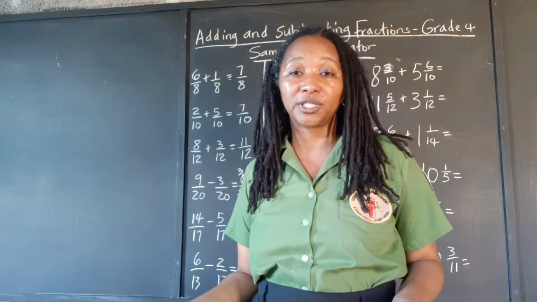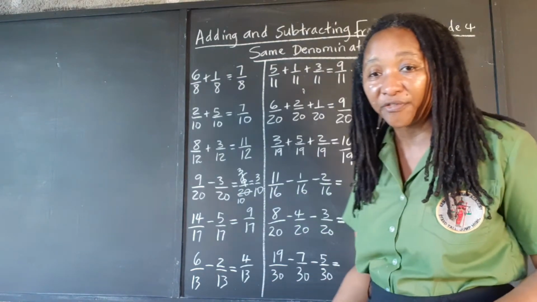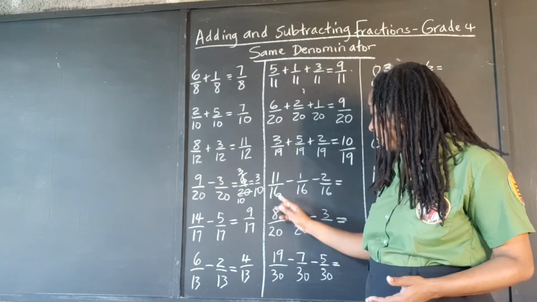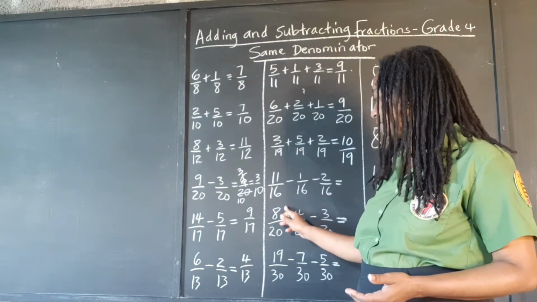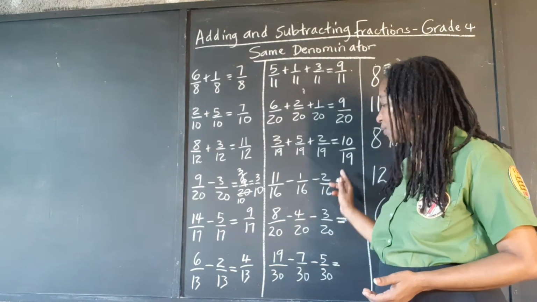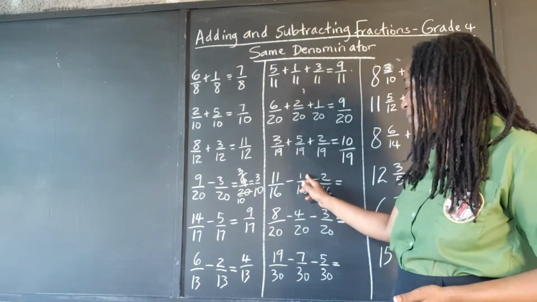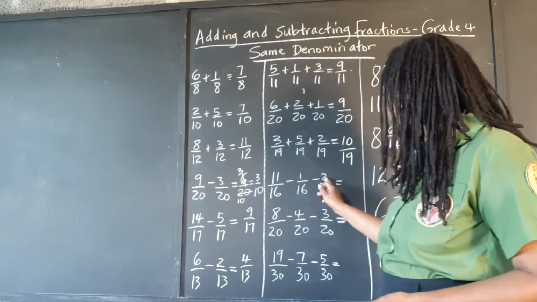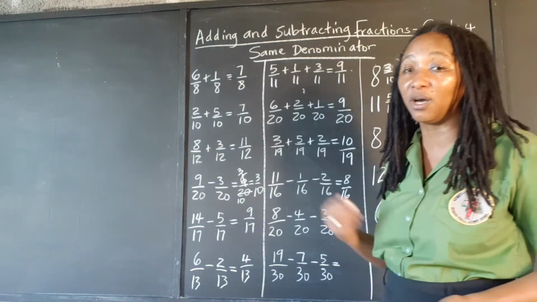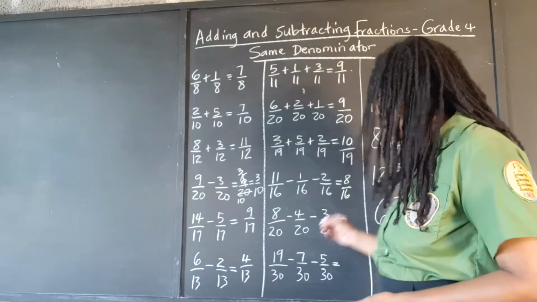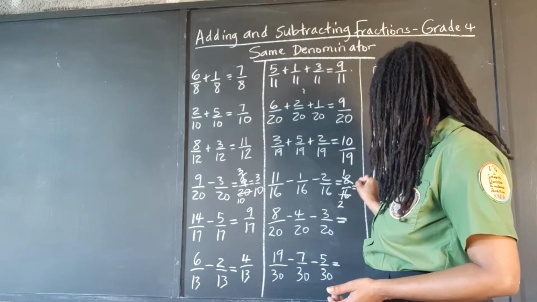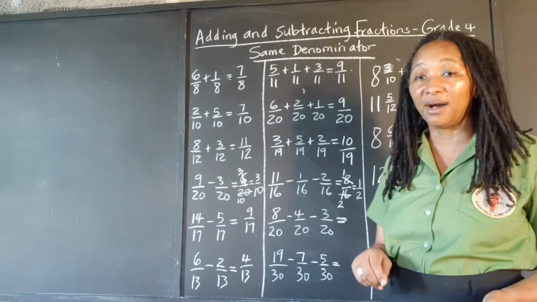Now we're subtracting. It's 3 terms we're subtracting, so we're just going to subtract the first 2 and then subtract the other from that answer. So they're all over 16. 11/16 subtract 1/16, and that answer subtracts 2/16. So 11 take away 1 is 10. 10 take away 2 is 8. 8/16 can be reduced to another smaller term. 8 can go into itself once. 8 can go into 16 twice. The final answer is a half.